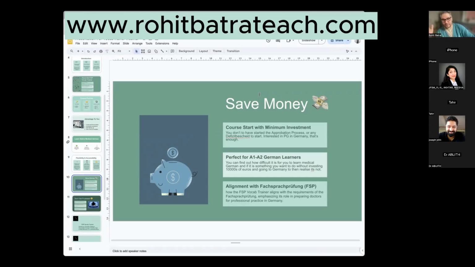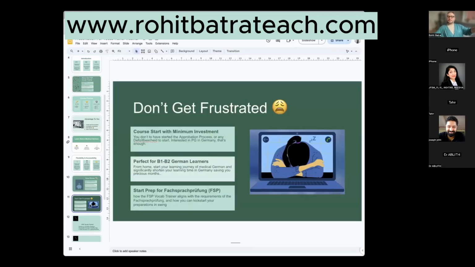So it's perfect for people who are just right at the beginning, right? A1, A2, B1, the people who are just beginning their German, who are not super motivated. It's a great way to find out with least investment if German is something they want to do in the future, right? Of course, it's also giving you an idea of what is expected from you in the Fachsprachprüfung, so it also aligns really well without having to join a Fachsprachprüfung course. So again, minimal money, so you get to save money. But you also get to save your time so that you don't get frustrated, right?